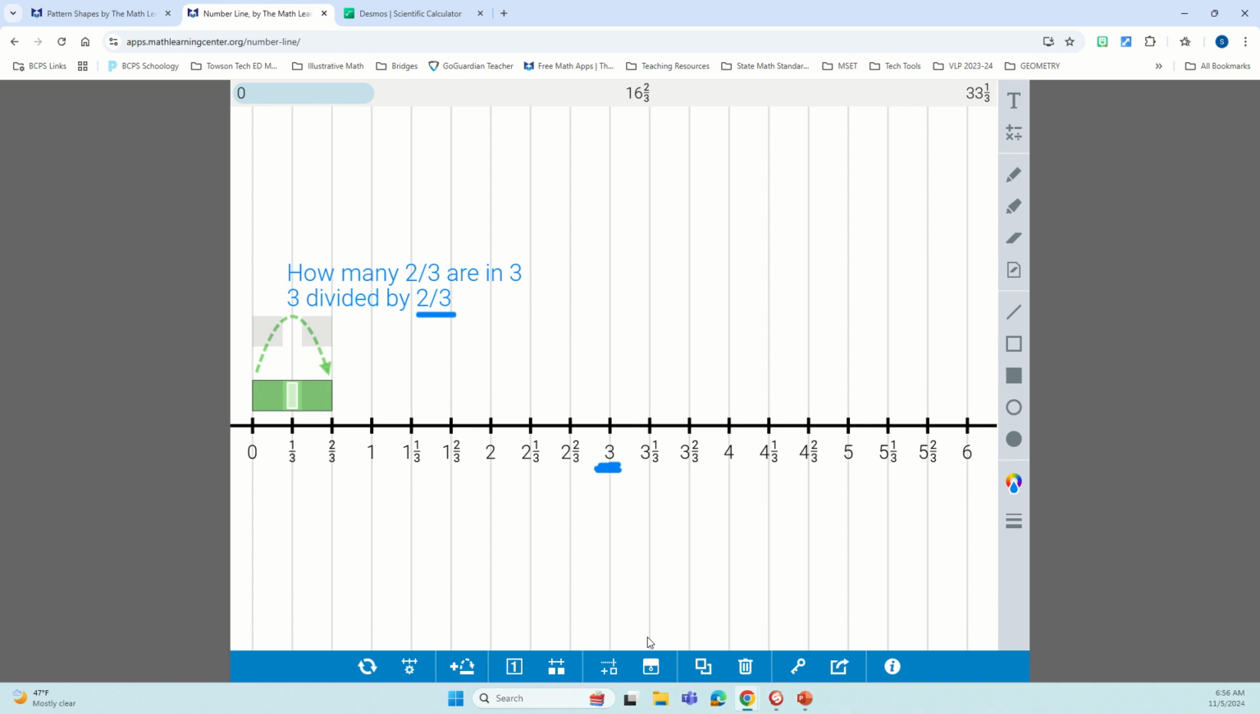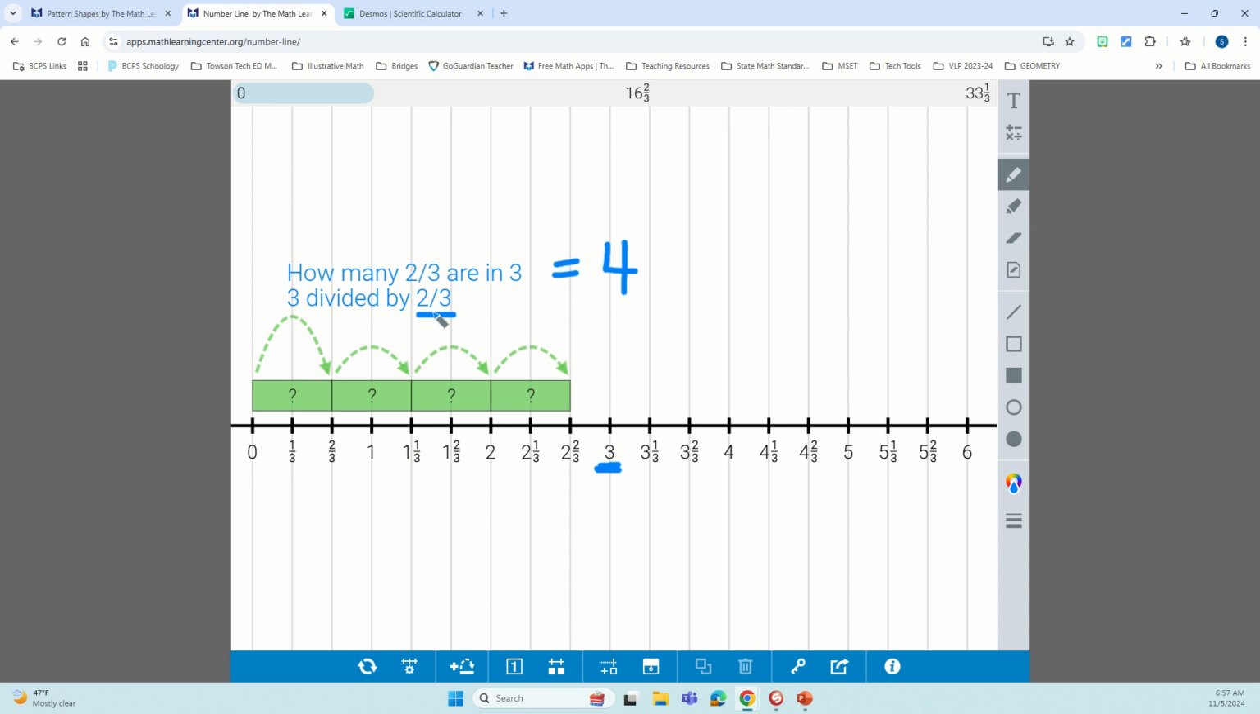So now I can use the duplicate tool, which is amazing, to duplicate my 2/3. So I have another 2/3. And then I'm going to duplicate and I have another 2/3. And I'm going to duplicate it and I have another 2/3. Now I got to stop because if I do one more, I'm going to pass 3. So let's see how many we have. 1, 2, 3, 4. Okay, so I know my answer is going to be 4 wholes.